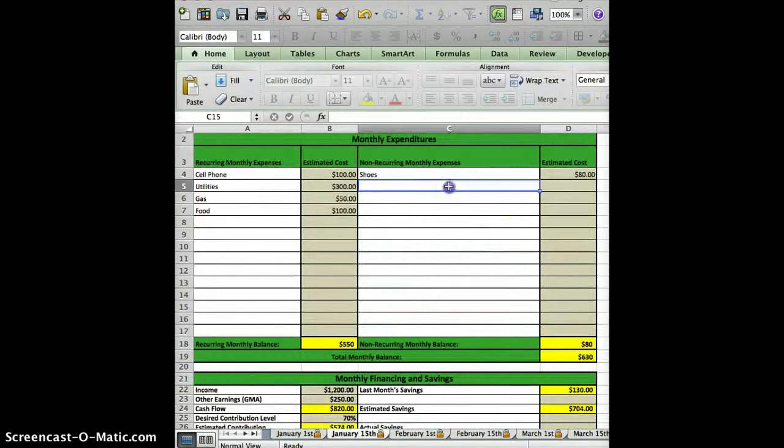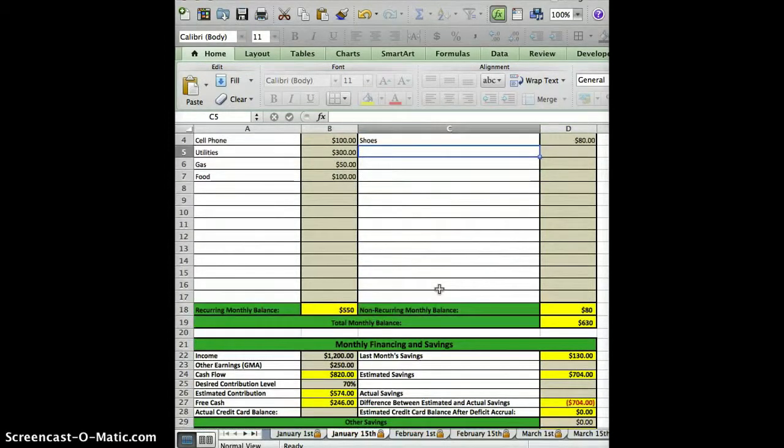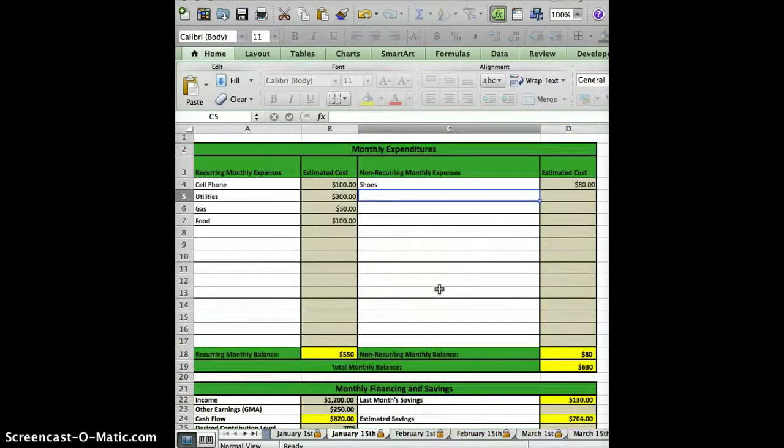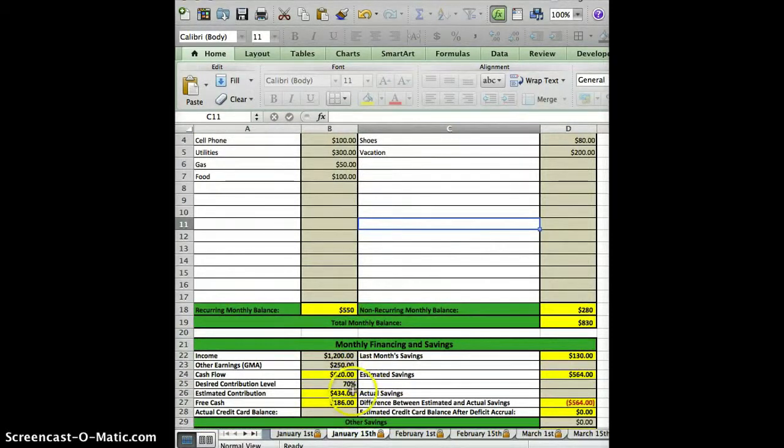And let's say, okay, so we figure out that we could put about $574 in the bank, but we also want to go on a vacation. It's a really cheap vacation, and we're going to spend $200 on that. Now, if you look, our estimated contribution is reduced to $434, but we're still saving at 70%. So once again, our last month's savings was $130. I just went through why, because that was your actual savings last month. So now our new estimated savings is $564. So our actual savings, let's say we only ended up saving $500. Once again, make sure to enter in that number.